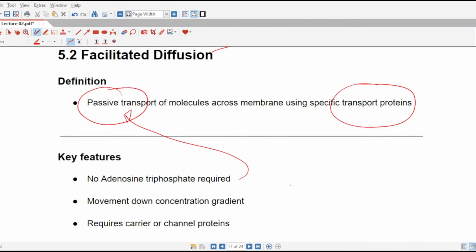The molecules will sit on the carrier proteins. Let's say this is a carrier protein. Let's say this is a molecule. What will happen? The protein will move, the carrier protein will move, and with the help of carrier protein, the molecule also go to its destination.